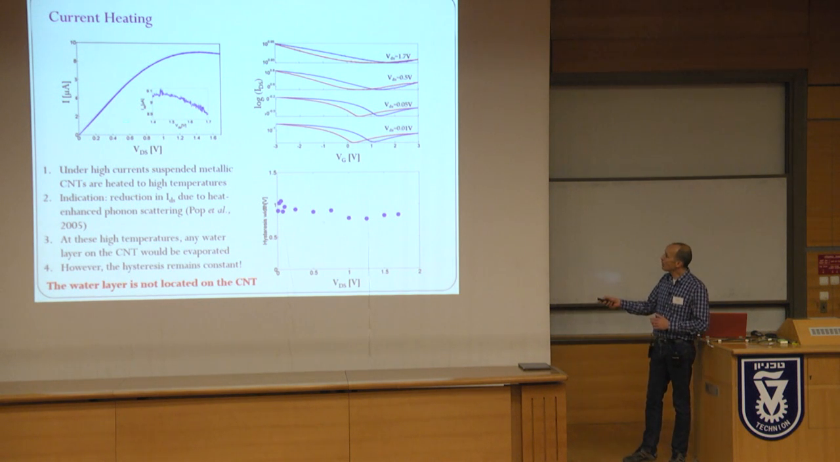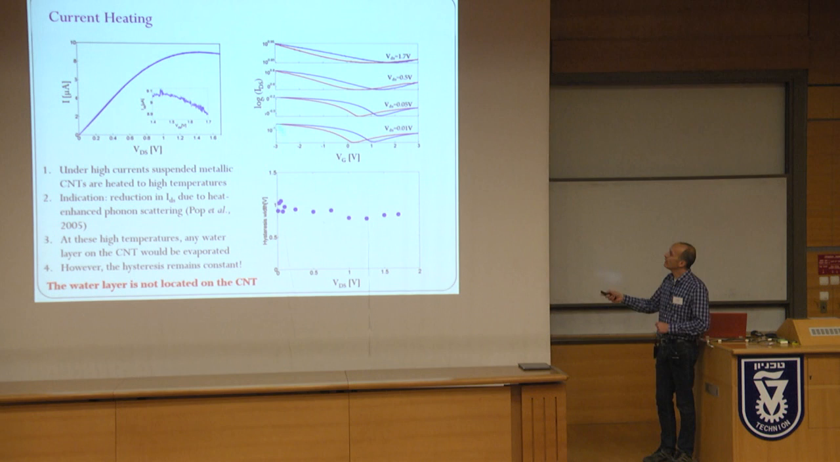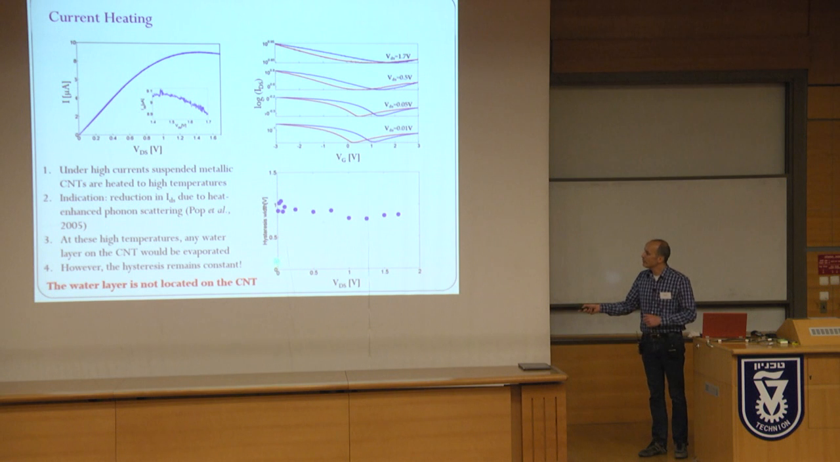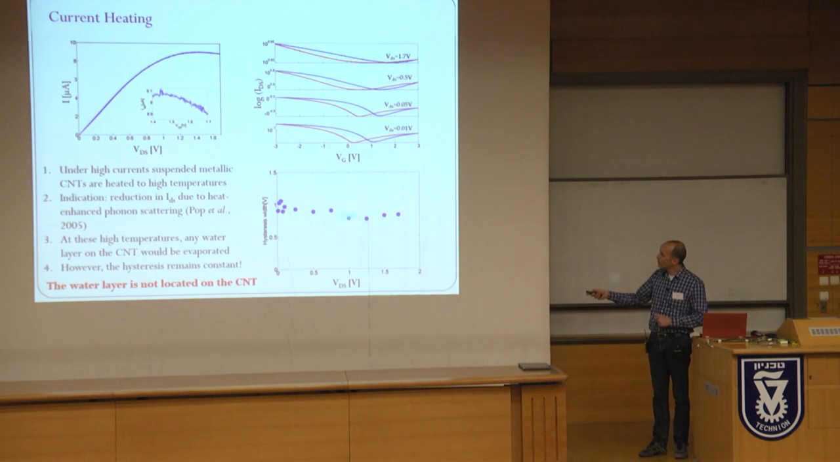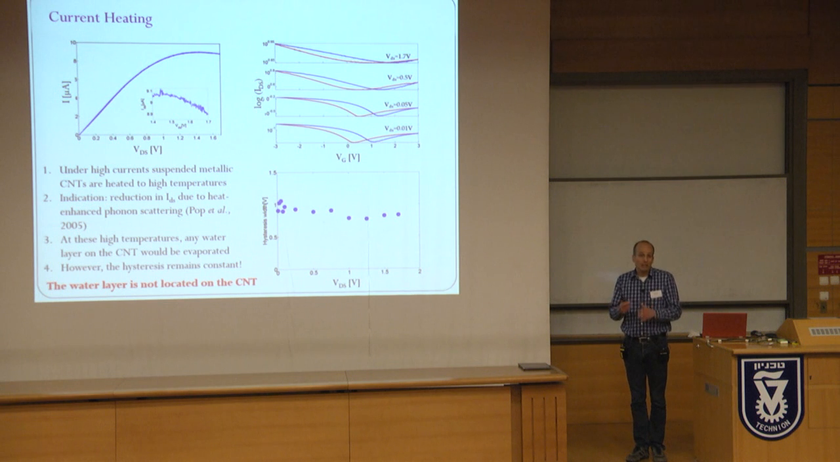And what you can see now, while ramping up the current, we did exactly the same stuff. So you ramp the current by the bias. But you can still do some IVG, meaning look at the transfer characteristics. And when you do that for different bias, you can see that the hysteresis is still there. For example, if you look at the hysteresis as a function of VDS, you see that it's roughly the same, almost the same line. Nothing happened to this hysteresis. So this immediately tells you that the water is not on the nanotube, it's somewhere else.